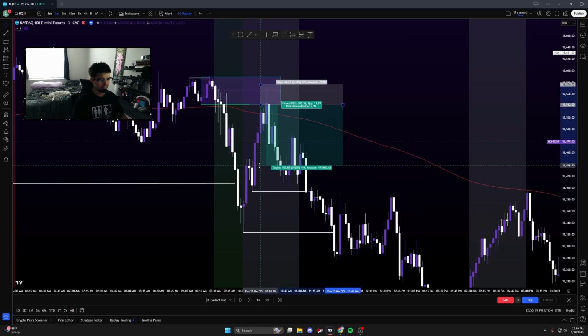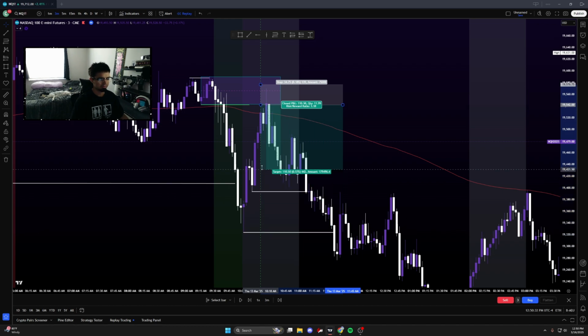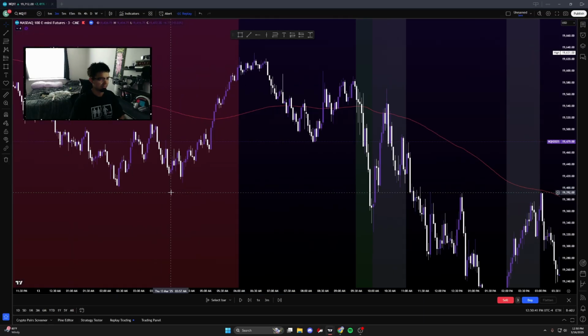So a 3R would look something like this, 110 points, or you could target lower levels of liquidity and get either a 4R reward trade, or you could target even lower level and get a 6R trade. So now let's go back to the previous day and see if we could find a setup.